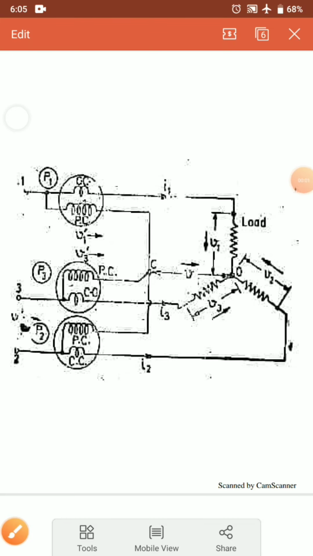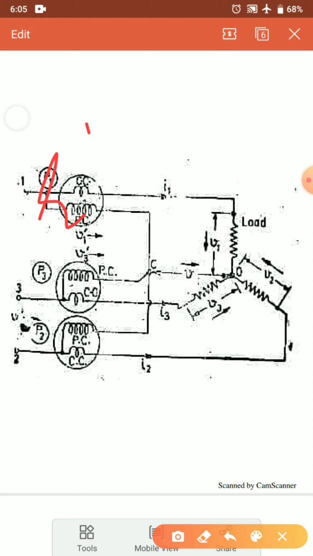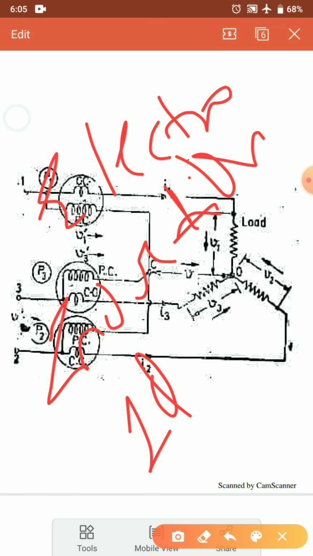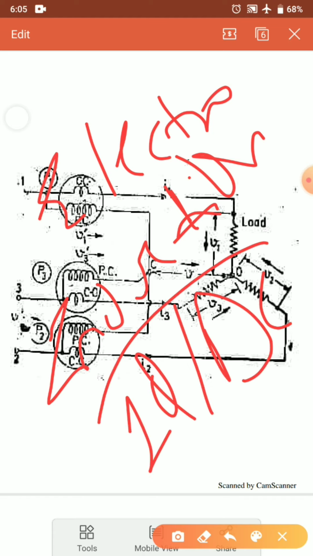We have discussed power measurement in a single-phase or DC supply. That is, we have discussed electrodynamometer type wattmeters and induction type wattmeters. Here we have discussed only single-phase or DC type instruments.